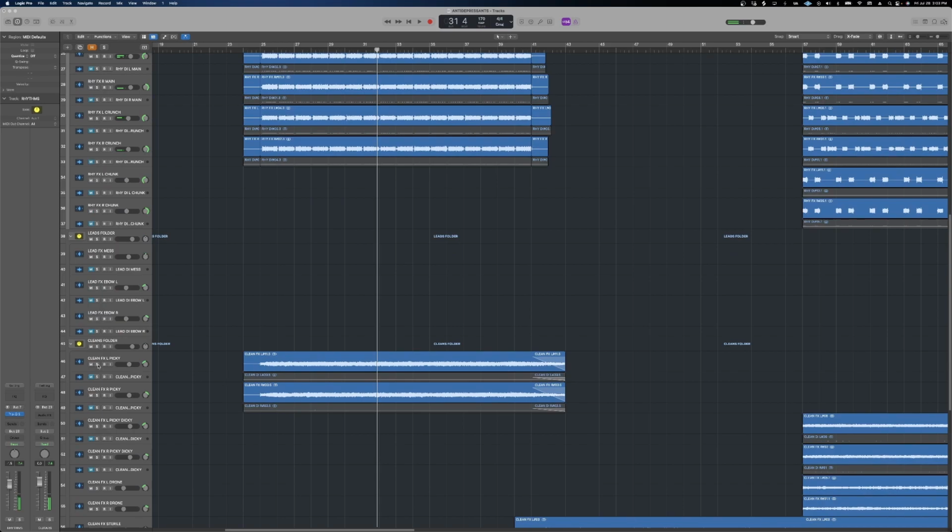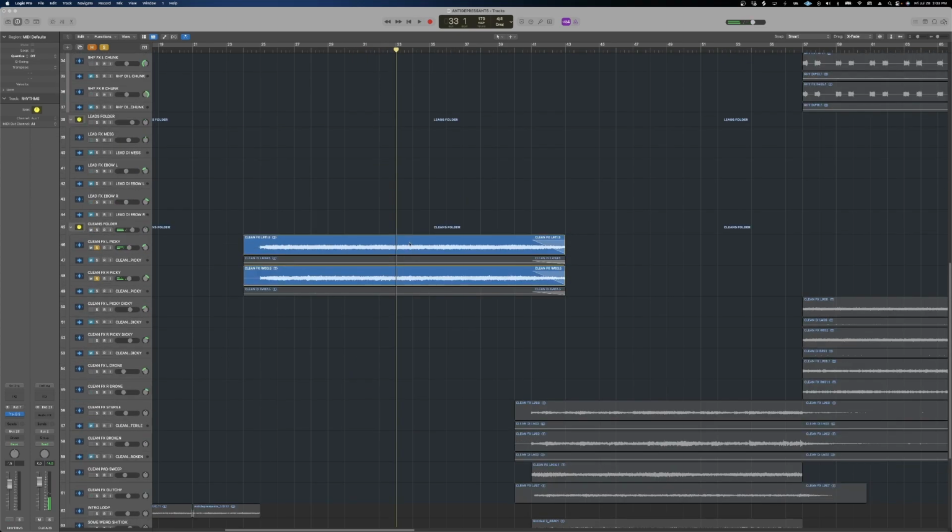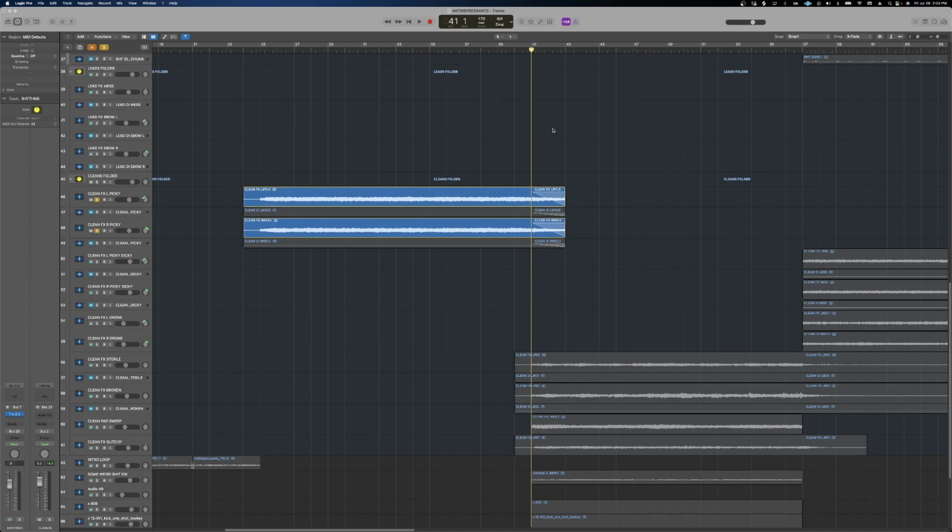And then below that we have these clean picking parts, which are reinforcing that main part. Again, like most of my affected guitars, they're running through some pedals to give it the ambience.